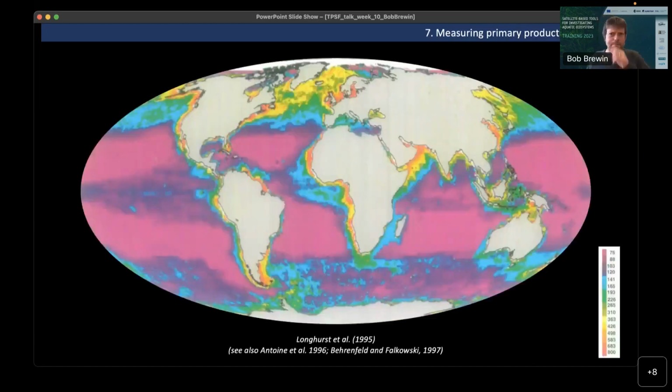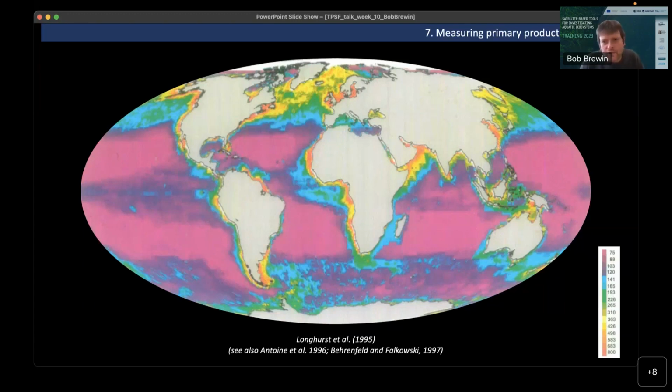Okay, so that was a bit about measuring primary production in the sea. Now I'm going to talk about how we do it from satellite. I first wanted to show one of the first maps of global primary production from space. This was published by Alan Longhurst, Schubert and Trevor and colleagues back in the mid-1990s, and it was really quite a revolutionary study. There were subsequent studies published in 1996 and 1997 by David Antoine and Mike Berenfeld and Falkowski.